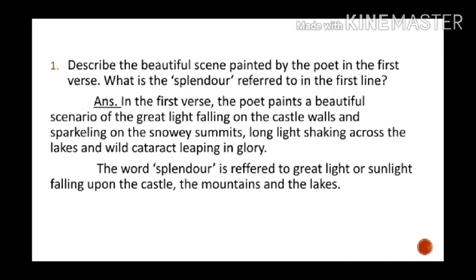Describe the beautiful scene painted by the poet in the first verse. What is the splendor referred to in the first line? Answer. In the first verse, the poet paints a beautiful scenario of the great light falling on the castle walls and sparkling on the snowy summits, long light shaking across the lakes, and wild cataract leaping in glory. The word splendor refers to the great light or sunlight falling upon the castle, the mountains, and the lakes.